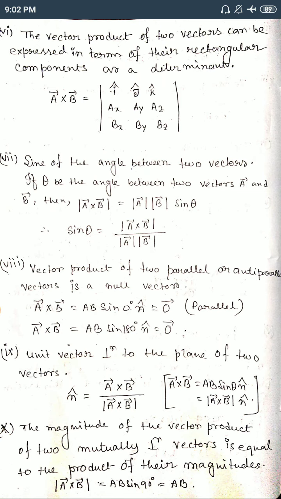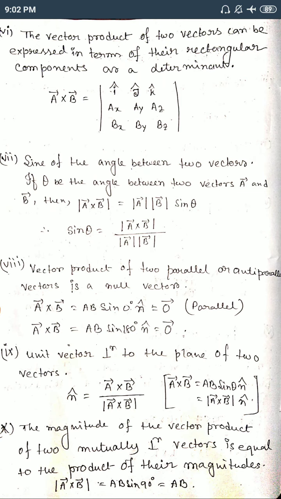Next, the vector product of two parallel or antiparallel vectors is a null vector. If they are parallel, the angle is 0 degree. If they are antiparallel, it is 180 degree. So in both cases, sin 0 is 0, sin 180 is also 0. That means it will be a zero vector.